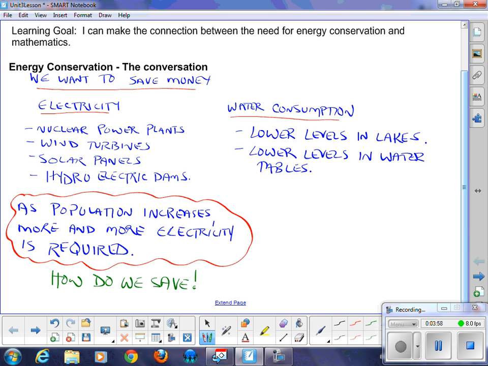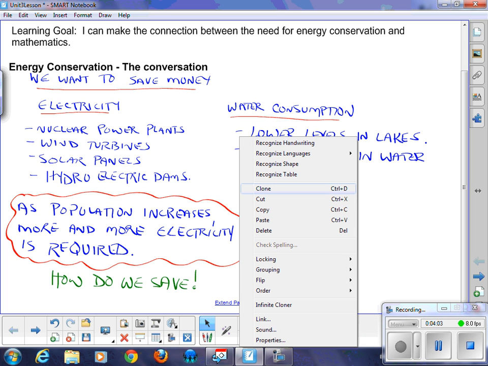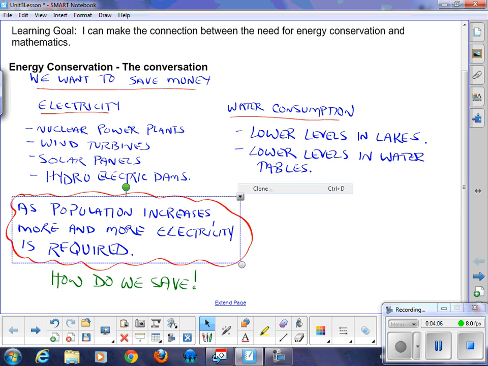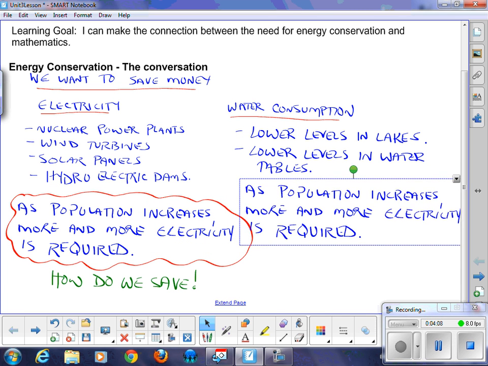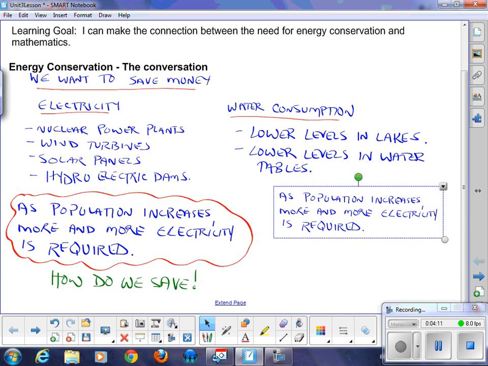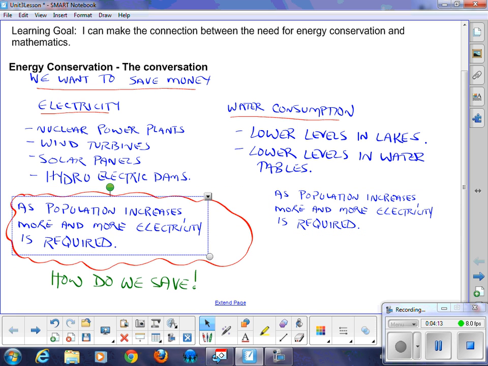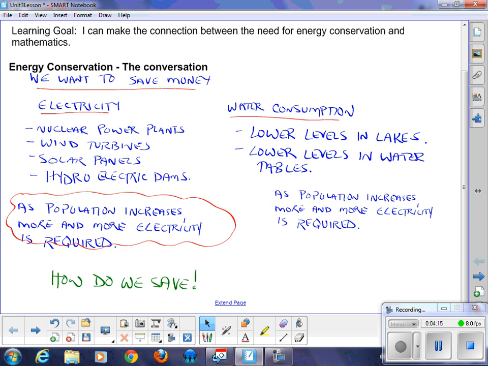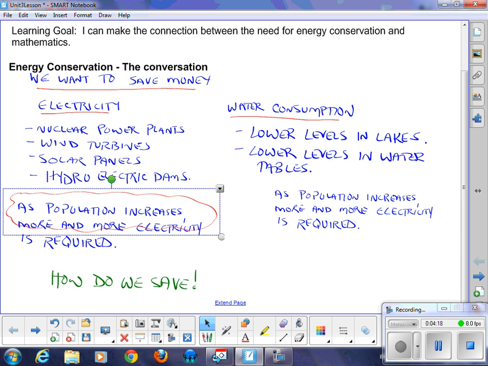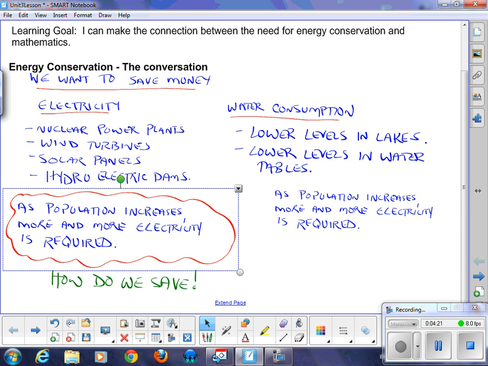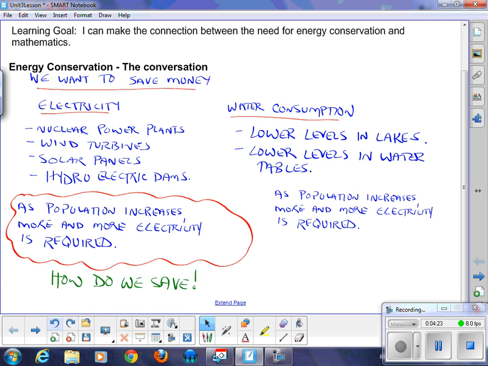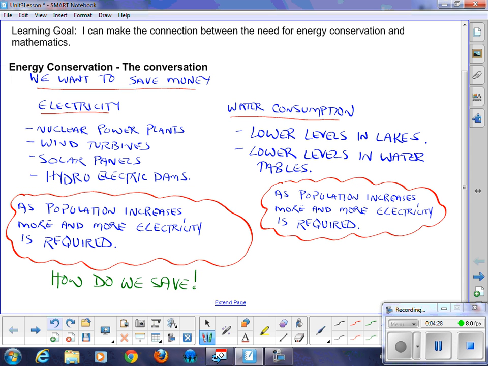It's the exact same issue that we're dealing with here. As our population increases, we need more and more water to satisfy the need. So it's very important that we're aware of the consumption. Very, very similar. So, does water consumption cost money? Again, how do we save? Does water consumption cost money?